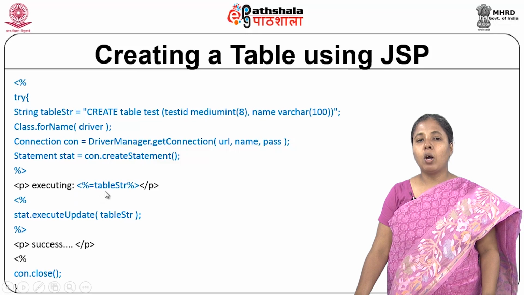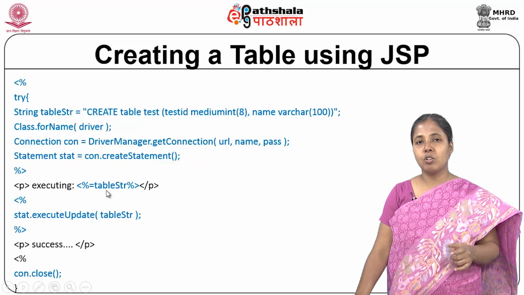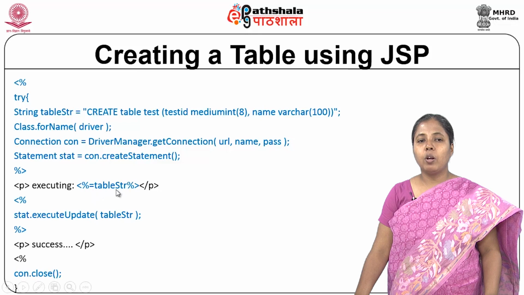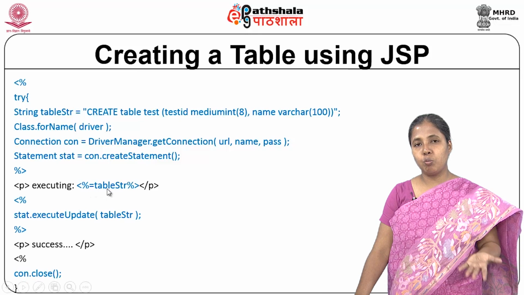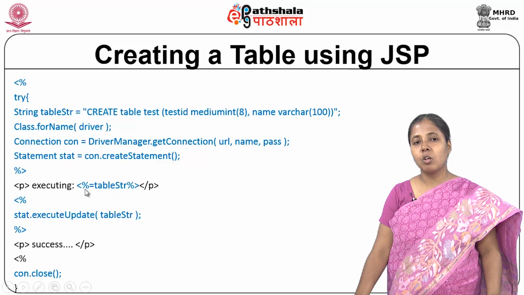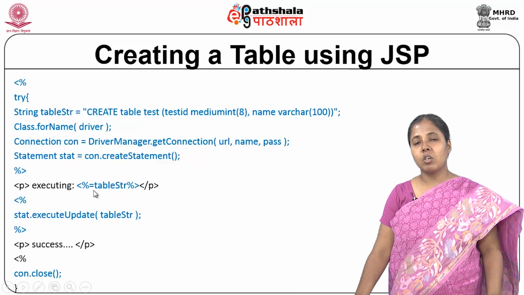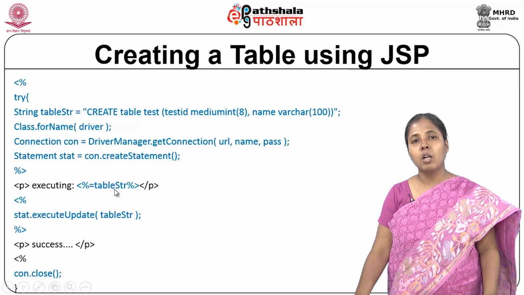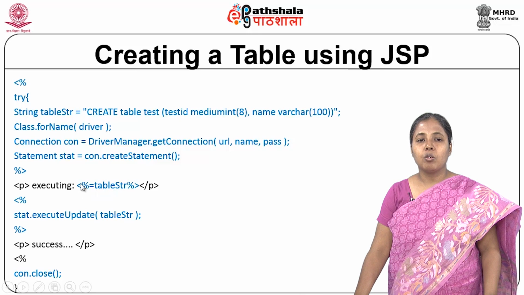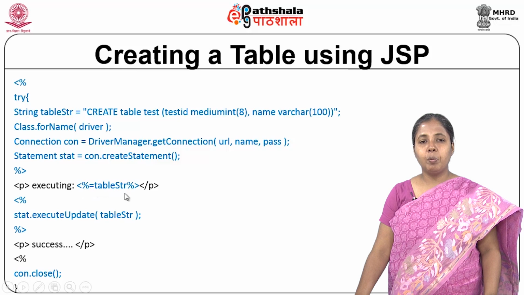So executing, what you want to say is that you want to execute the create statement string. Whatever you want to display in the JSP page should be given as an expression. So you give percentage equal to, which shows that the table string would be printed as a string in the page in the browser. So colon, the table string would be printed.